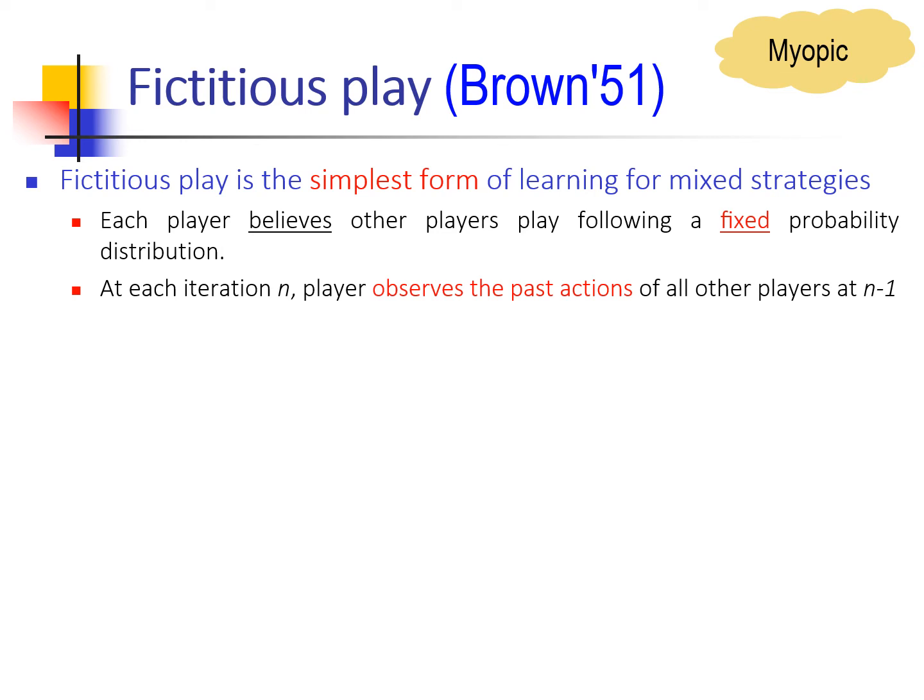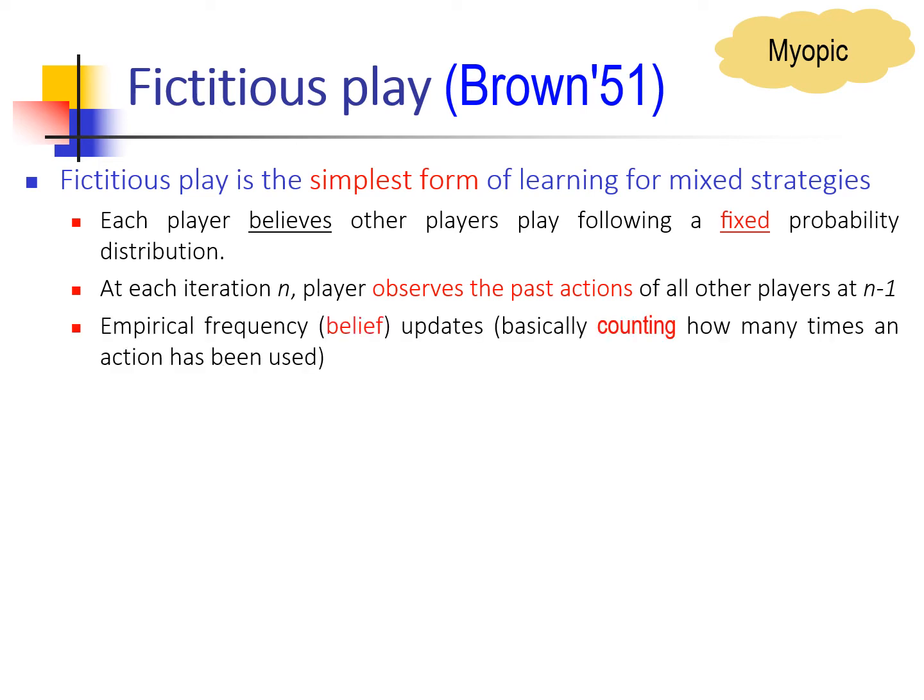At each iteration n, every player observes the past actions of all other players. Remember, this is how every agent builds a belief on what type of strategies all the other agents are using.